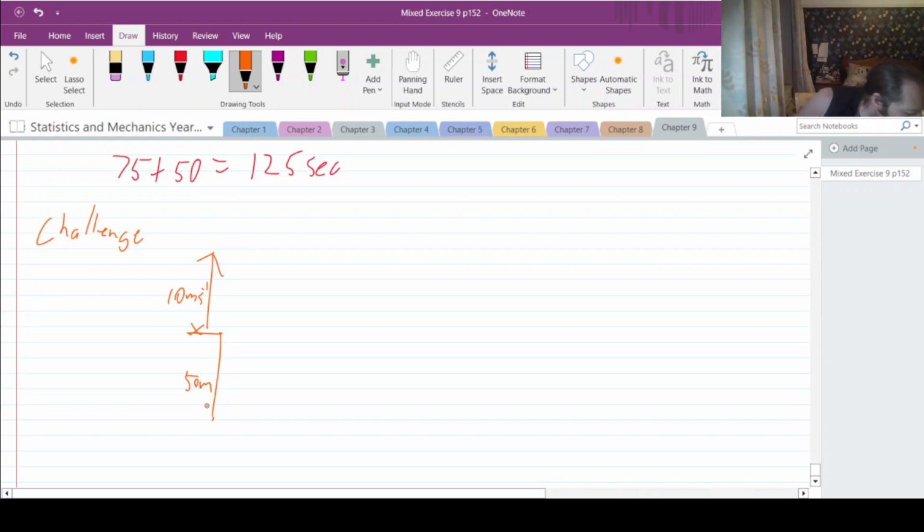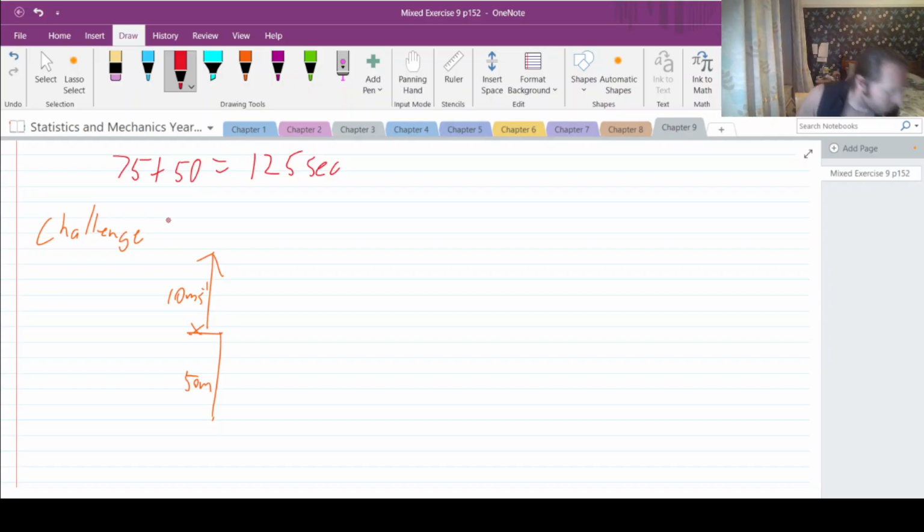t seconds after the first ball is projected upwards, a second ball is projected upwards from X. Initially, the second ball is at rest. The balls collide 25 meters above the ground. Say that again.